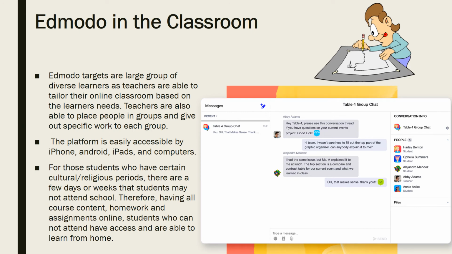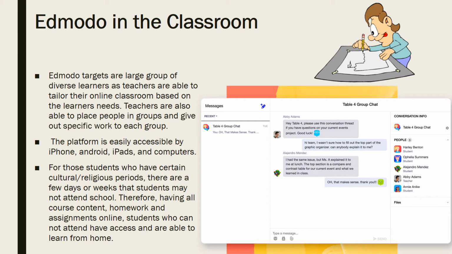Edmodo targets a large group of diverse learners as teachers are able to tailor their online classroom based on the needs of the learners. Teachers are also able to place people in groups and give out specific work to each group. The platform is easily accessible by iPhone, Android, iPad, laptops, and computers.